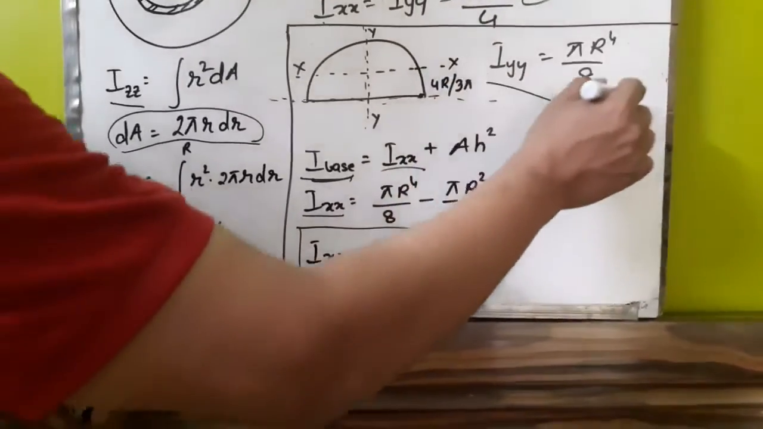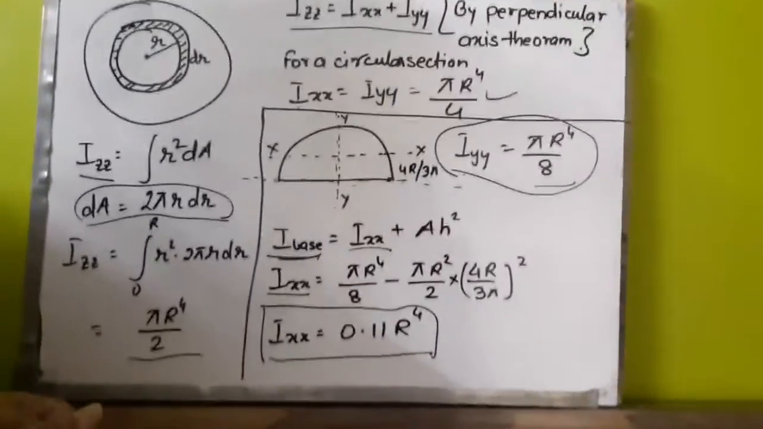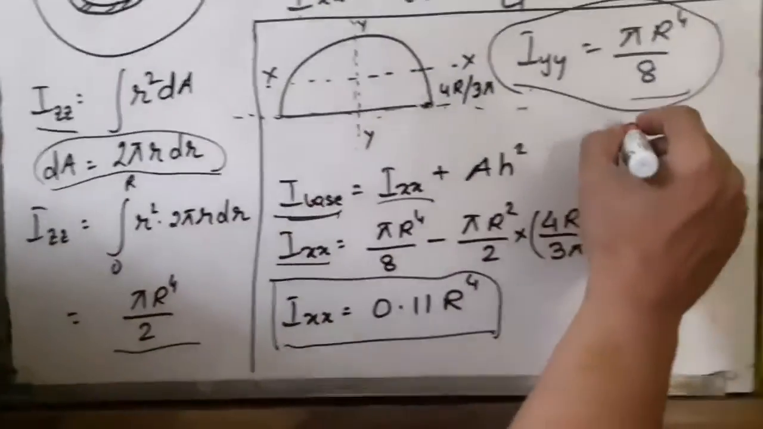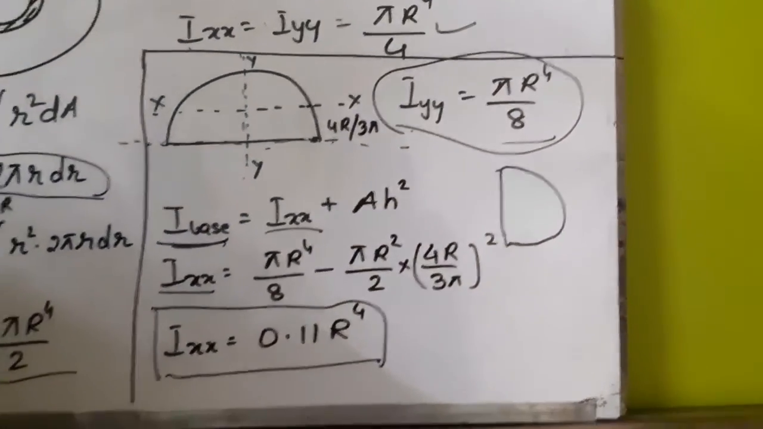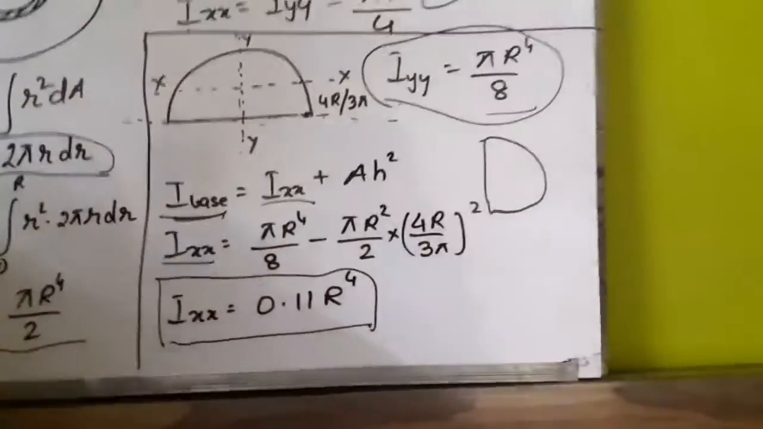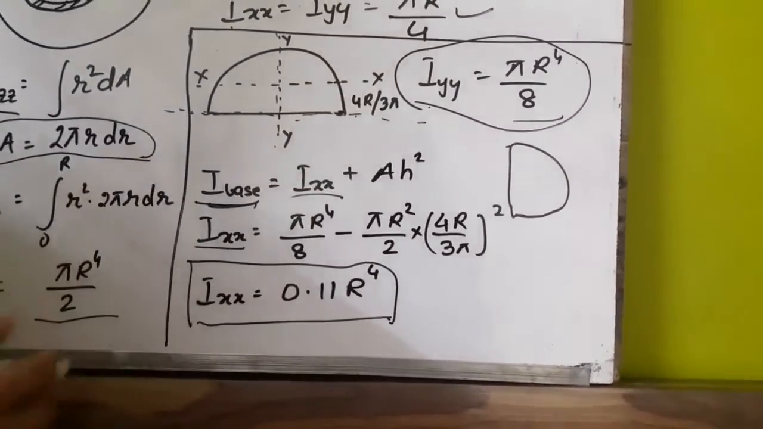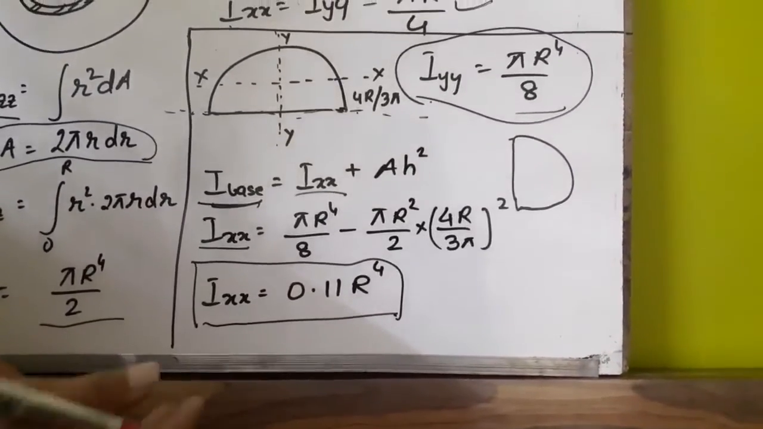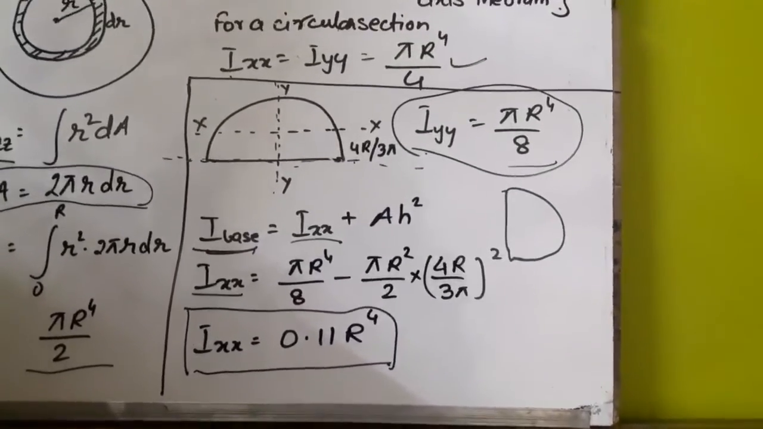and Iyy is pi r to the power 4 by 8. Like we have seen in the case of problems of centroid, we need to remember how these values have been derived. If the semicircle would have been placed like this, then the values of Ixx and Iyy will change amongst themselves. So you need to remember the way in which the derivation has taken place, the dimensions in which they have been placed, and the values corresponding to Ixx and Iyy, how they have been derived, how they have been used, and we need to also understand the applications of parallel axis theorem and perpendicular axis theorem.